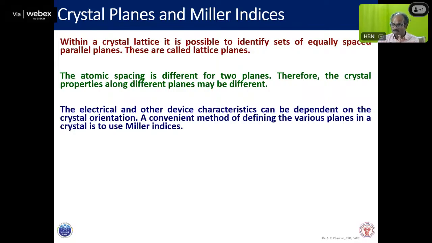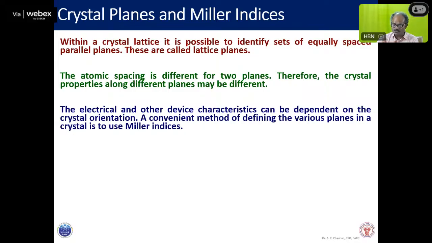It depends actually on what property you are measuring. Some properties are the same, some properties differ. You have some anisotropic properties also, which are direction dependent. So the electrical and other device characteristics can depend on the crystal orientation. A convenient method of defining the various planes in a crystal is to use Miller indices.